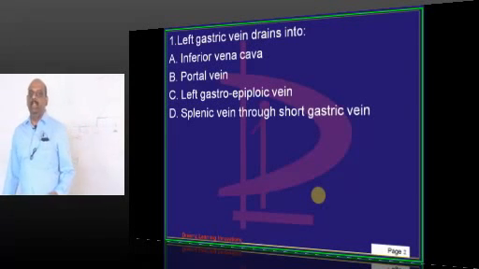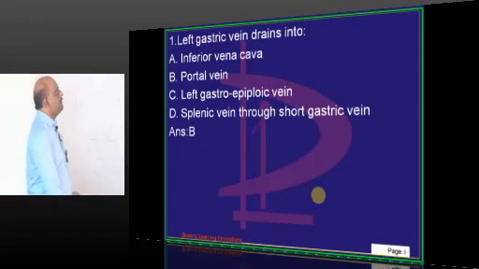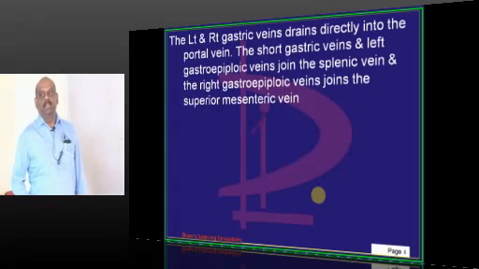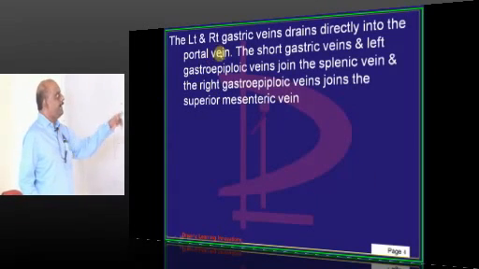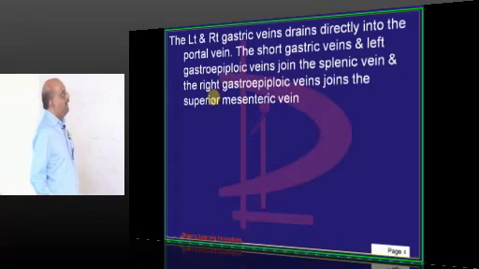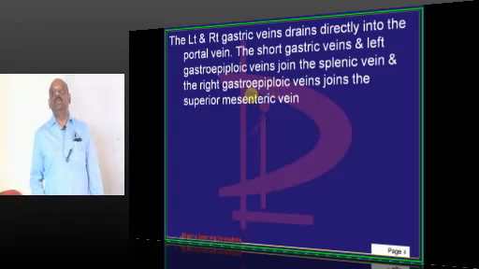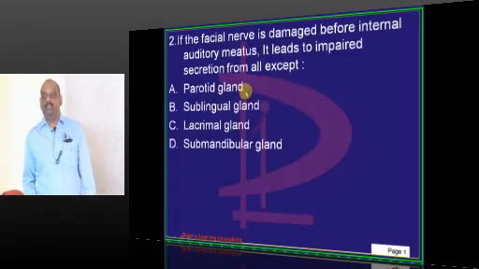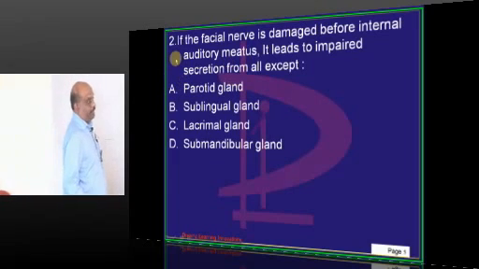Left gastric vein drains into portal vein. The left and right gastric veins drain directly into portal vein. Short gastric vein and left gastroepiploic drain into splenic vein, and right gastroepiploic into superior mesenteric vein is one of the favorite topics of the examiner.